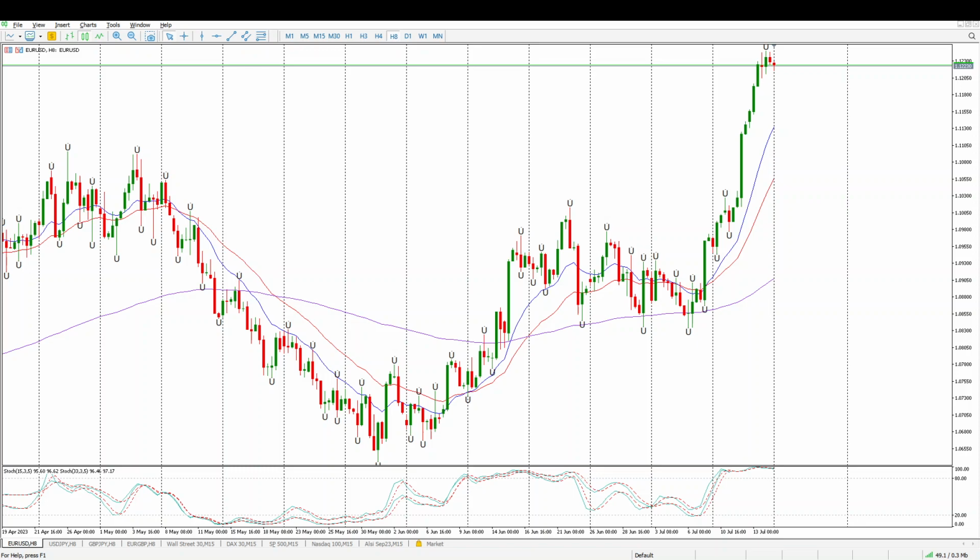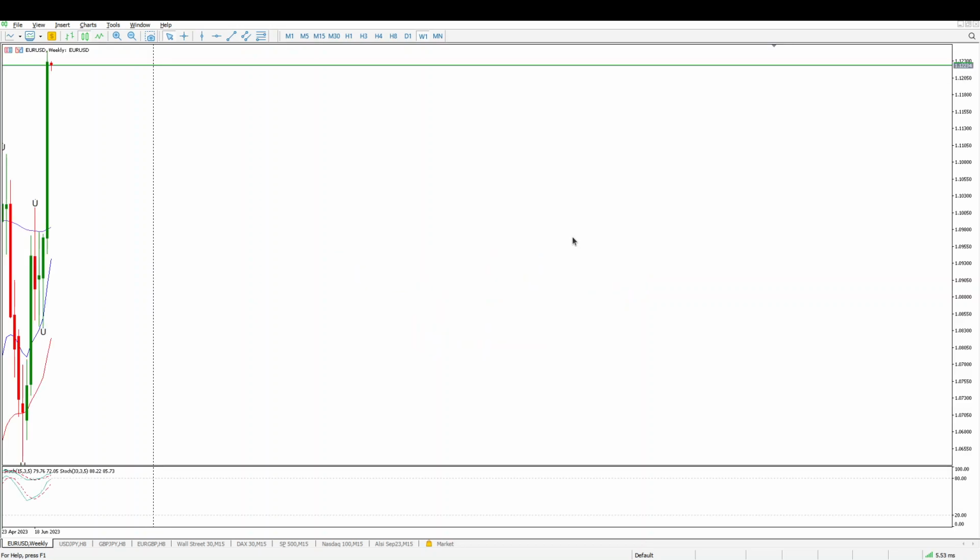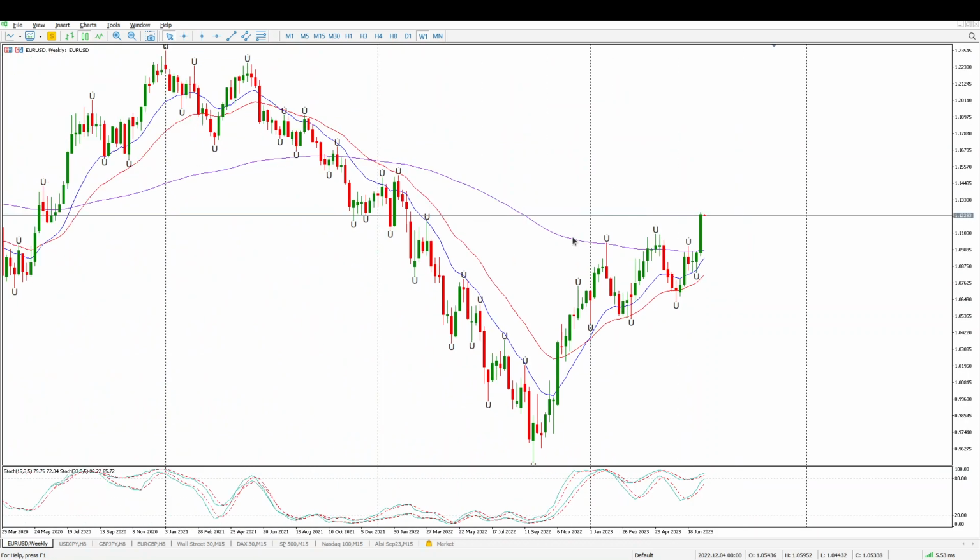So starting off with Euro USD as we usually do, and we had a rollover week, so you can see a really strong week to the upside. And if you come up to the weekly charts, as soon as my charts catch up, you are going to see that we have a fairly decent bit of structure that has formed here.